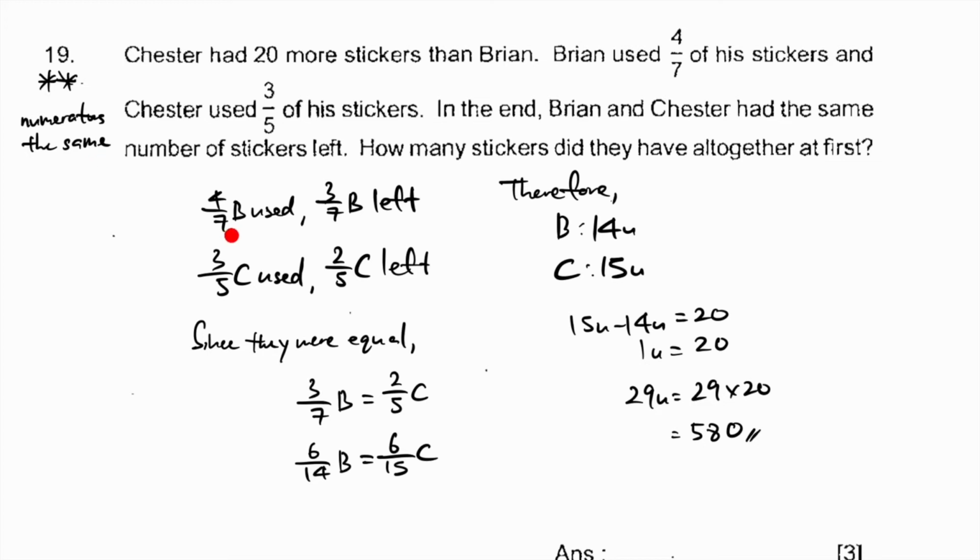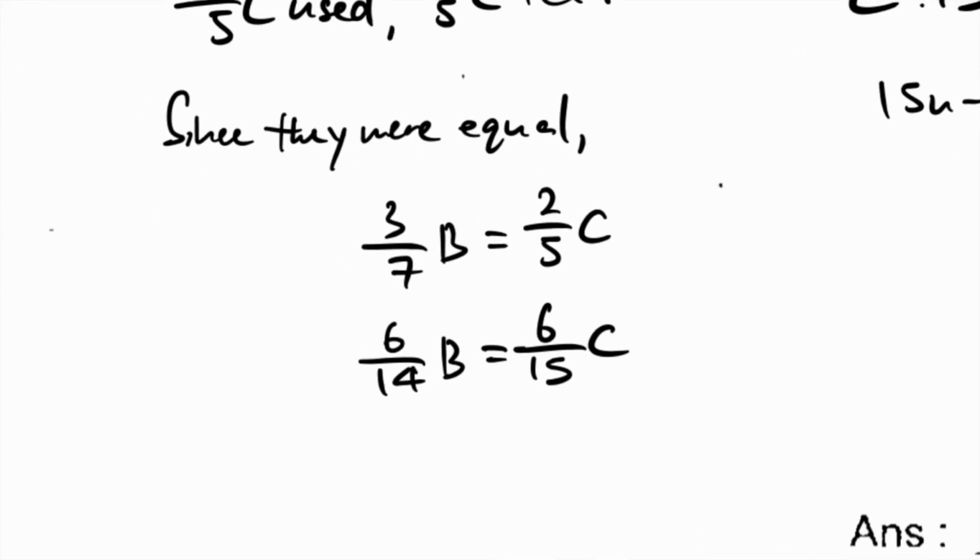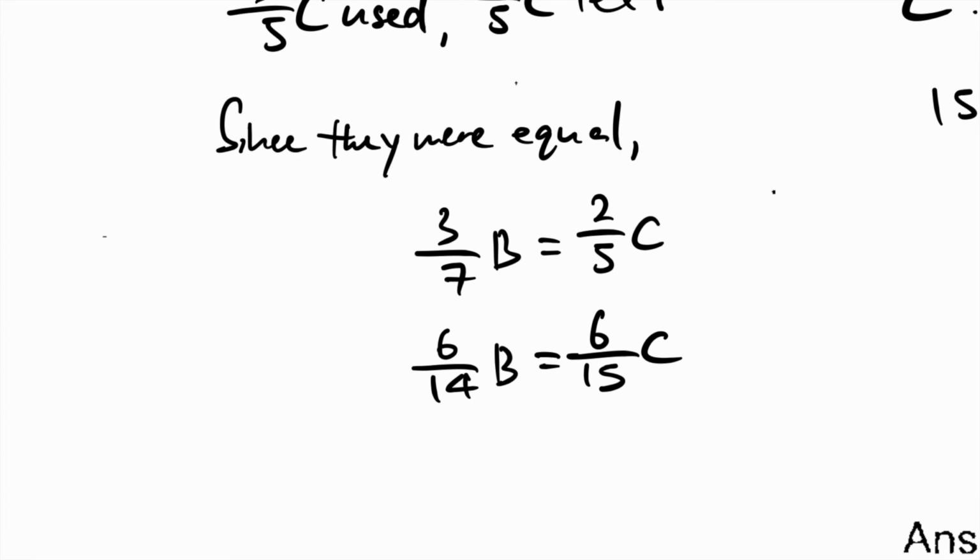If 4/7 of Brian's stickers were used, that automatically means 3/7 was left. If 3/5 of Chester's stickers were used, 2/5 left. Because we are told they had the same number of stickers left, then 3/7 of B is equal to 2/5 of C. This is the classic situation for numerators the same.